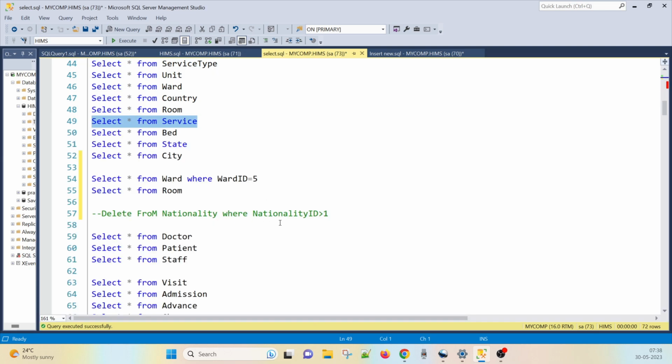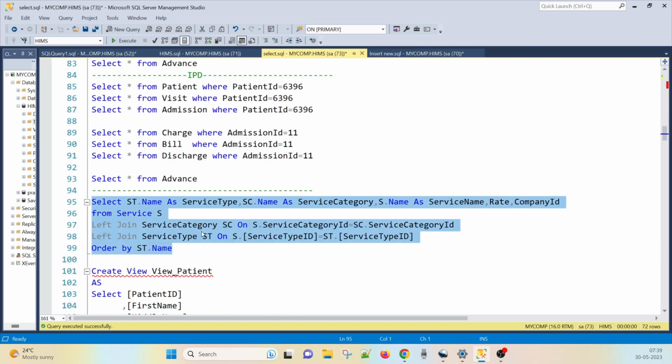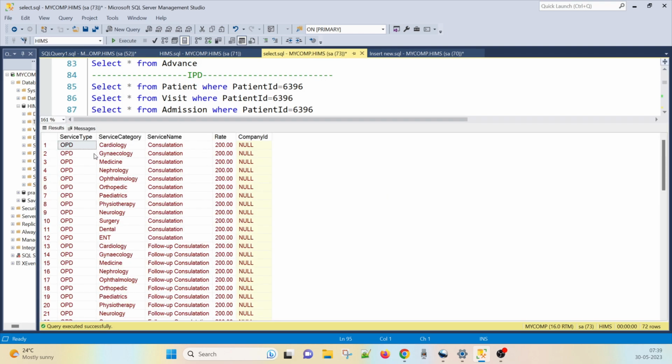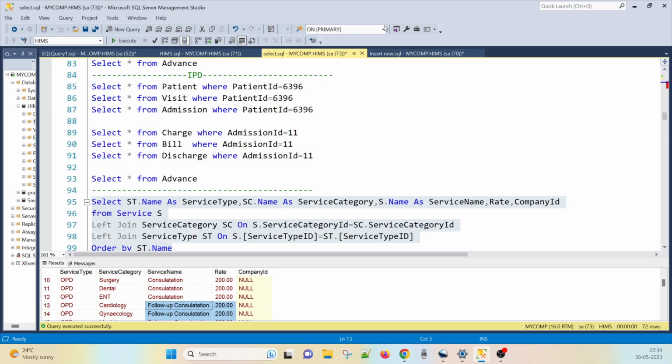Correct. And if you want to see the service category and service type, then select this command. I used joins between these three tables. So consultation is the service of the OPD department and the cardiology department has this. We can filter out how many services, how many different categories, and what the rate is. So you will get that information easily.